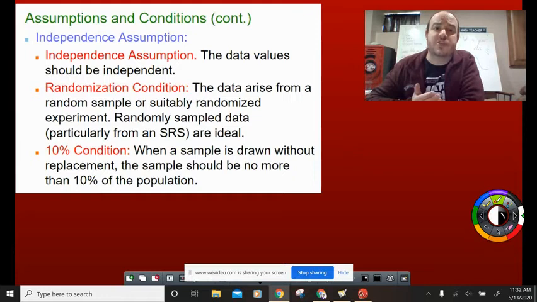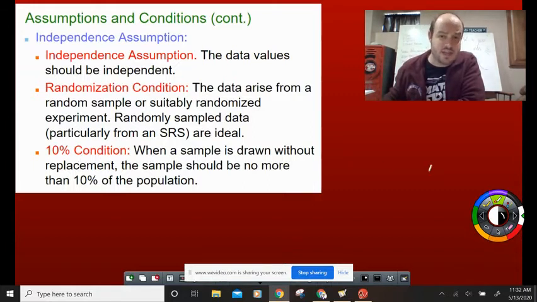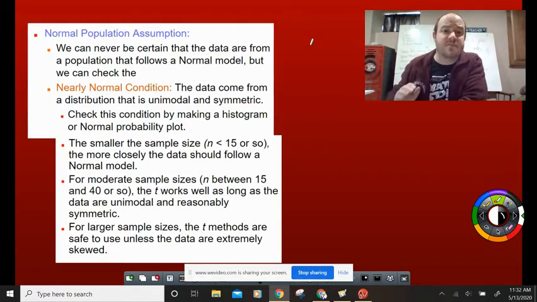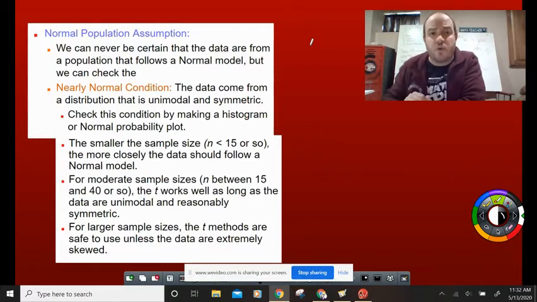Remember, we want to make sure that all of our samples and values are independent of each other, so one thing's not affecting another. That's usually done by somewhere in the question it says that it was randomly collected, and then the 10% condition says that the sample itself should not be more than 10% of the whole population, which usually is going to be very easy to do here because a lot of times the T-distribution deals with very small sample sizes. Now, the one that is kind of different than what we've seen in the past is this one, the normal population assumption. Now, they check this using the nearly normal condition, which says that the data comes from a distribution that is unimodal and symmetric.